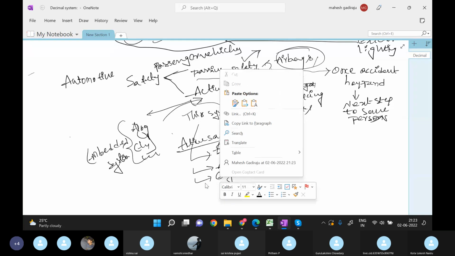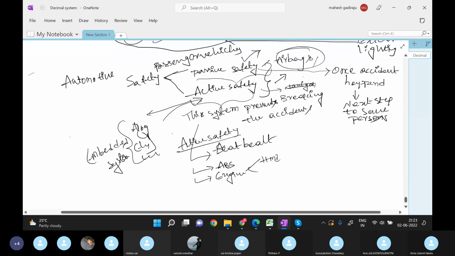So in that case, again I need to split this active safety into two more cases. One is driver assistance systems, one is comfort. Otherwise it's fine also, fine for me. You can just tell me what examples, what other technology will come under active safety, which is already being used by multiple car manufacturers.